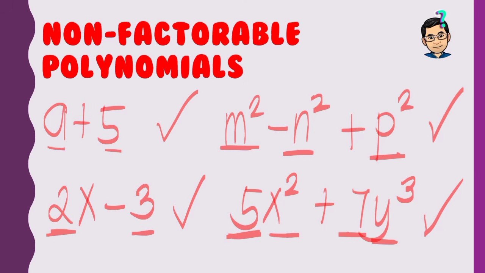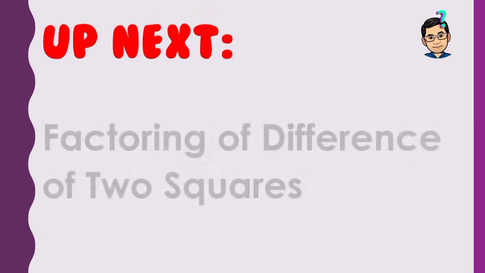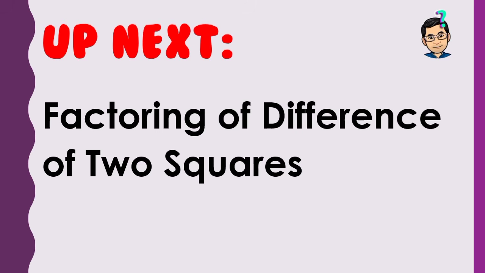So, kapag pinafactor natin, make sure na ang una natin kukunin is yung greatest common factor nila. Okay? So, what's next? So, ang next lesson natin, after natin i-discuss yung factoring of common monomial factor is factoring of difference of two squares.